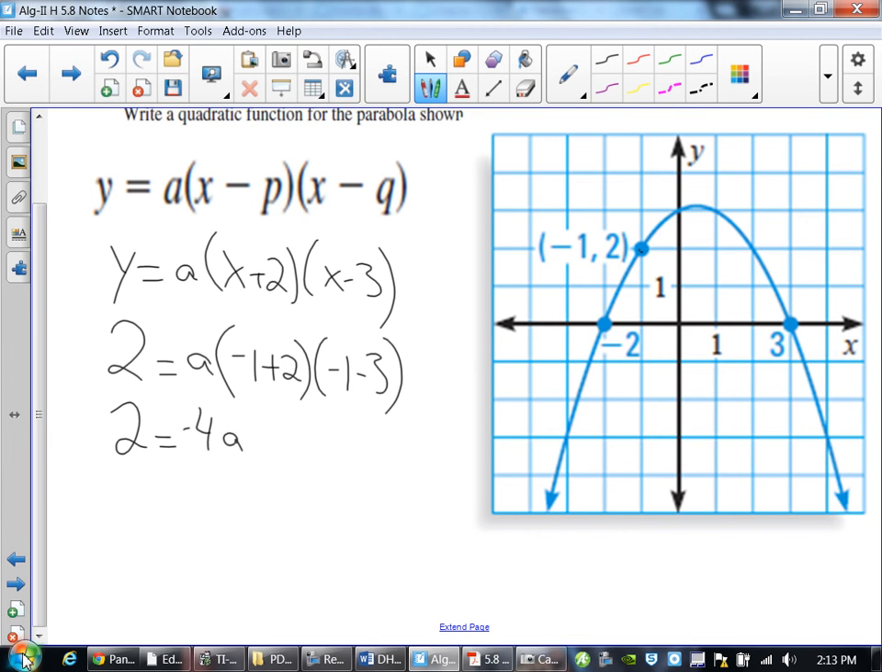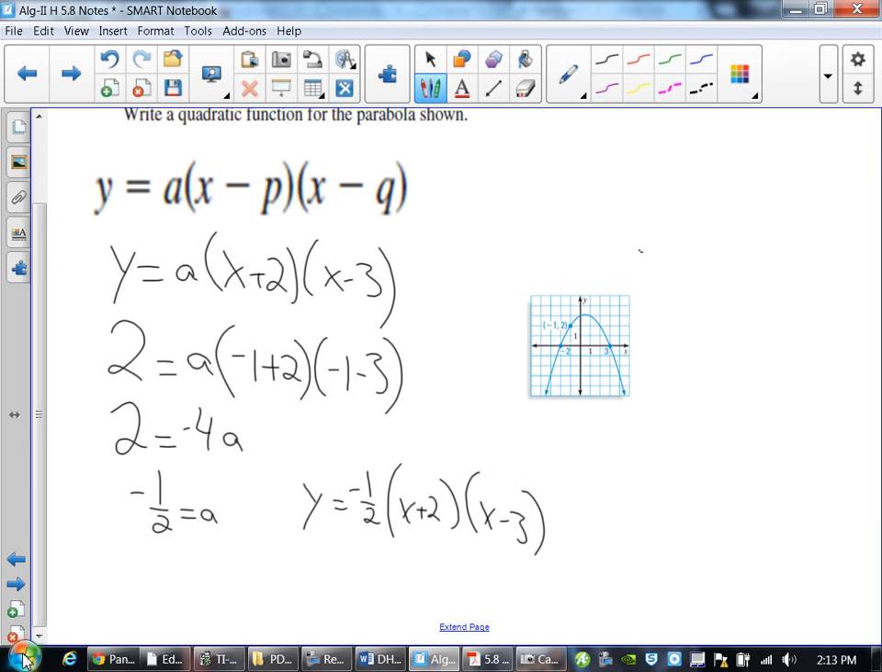What's a? -1/2. And then lastly, we just rewrite it. So you get y equals -1/2 x plus 2, x minus 3. You do not need to FOIL that out. It said, what is it in intercept form? Just leave it in intercept form.